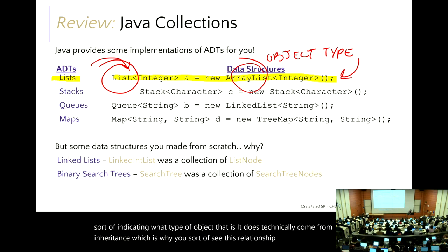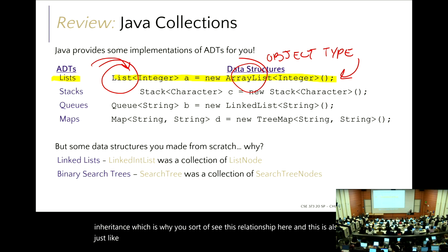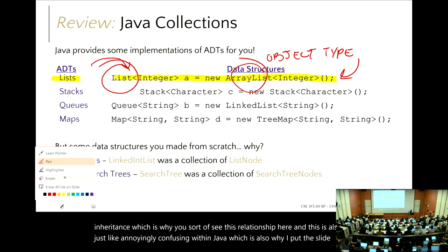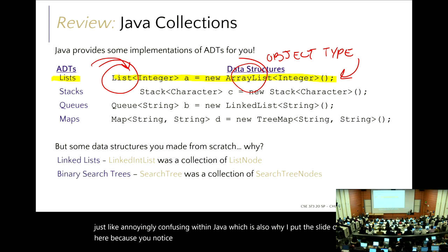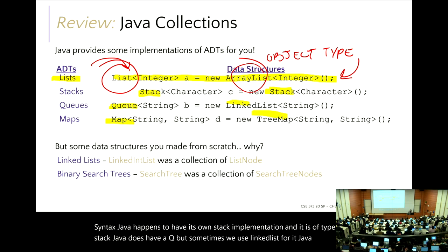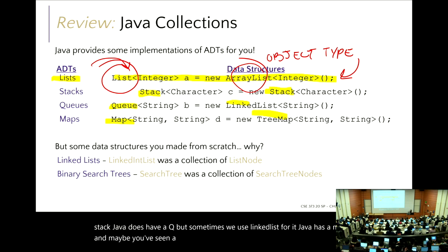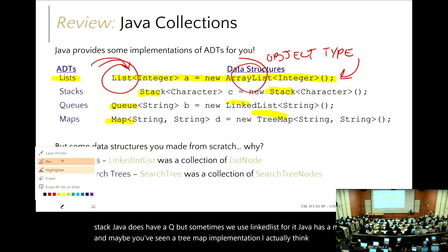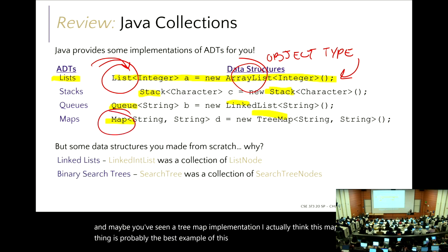And this is also just annoyingly confusing within Java, which is also why I put this slide on here, because this is just me reminding you of some specific Java syntax. Java happens to have its own stack implementation, and it is of type stack. Java does have a queue, but sometimes we use linked lists for it. Java has a map, and maybe you've seen a tree map implementation. I actually think this map thing is probably the best example of this, where map is another example of an ADT.